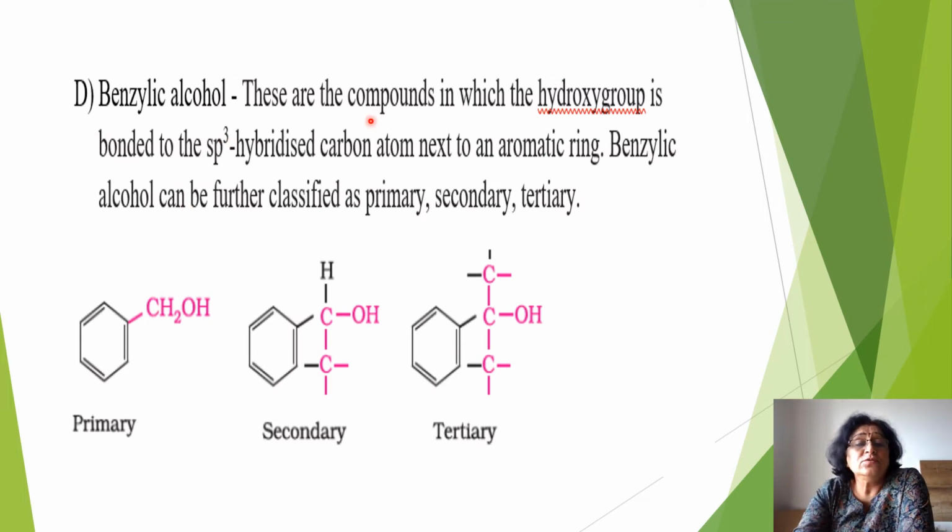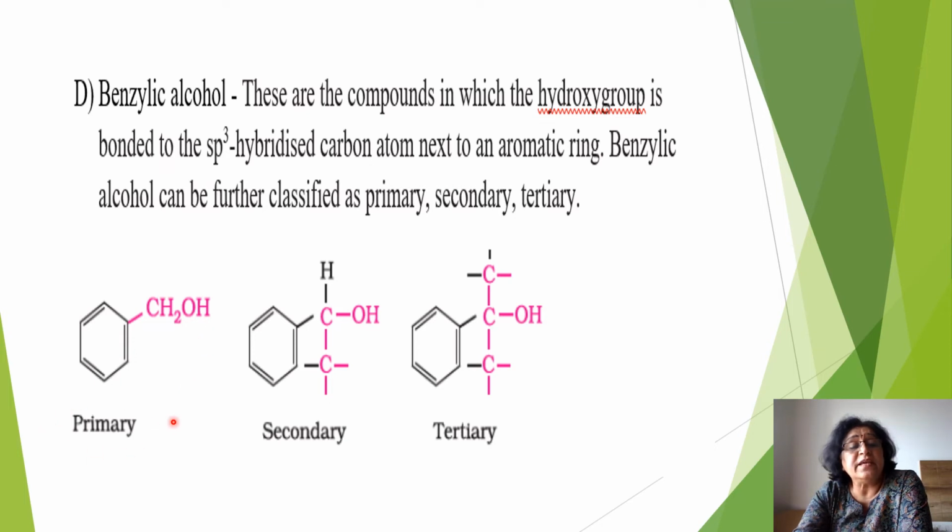Benzylic alcohol. These are the compounds in which OH is bonded to the sp3 hybridized carbon which is next to the aromatic ring. This sp3 hybridized carbon next to the aromatic ring is called benzylic. So when it is an alcohol, it is benzylic alcohol. Clear? This is again classified into primary, secondary and tertiary benzylic alcohols.